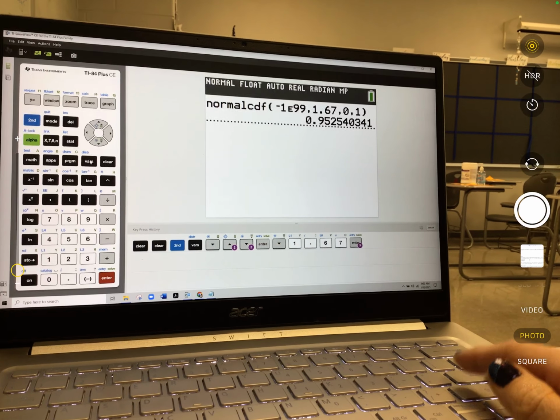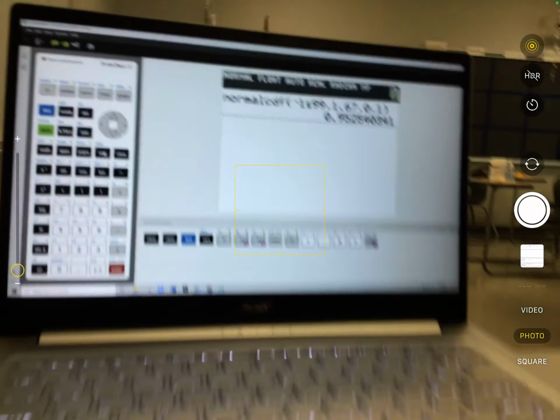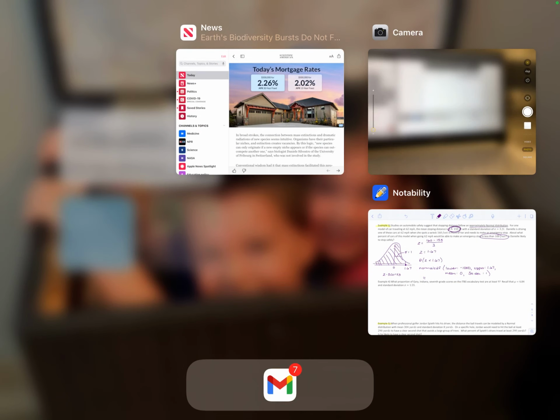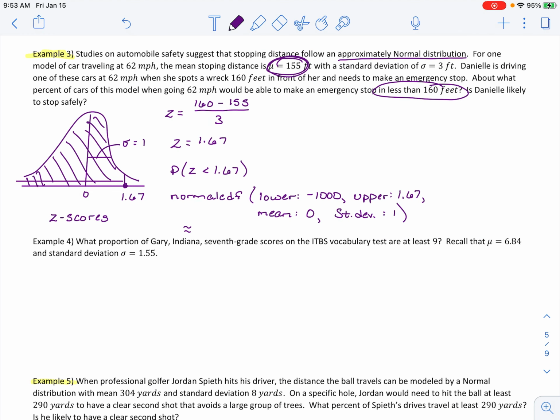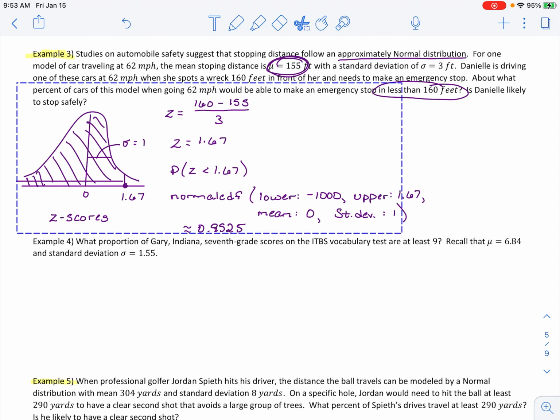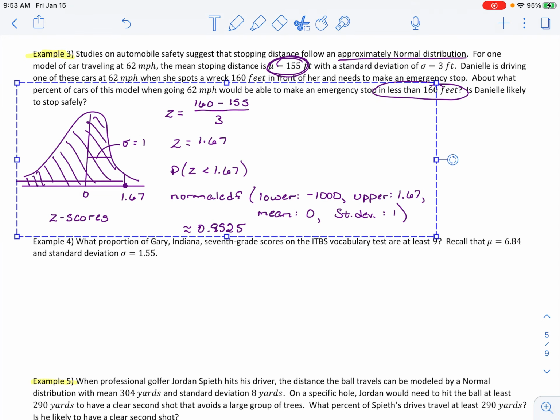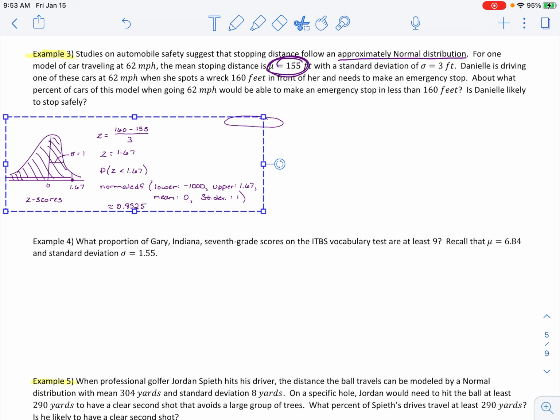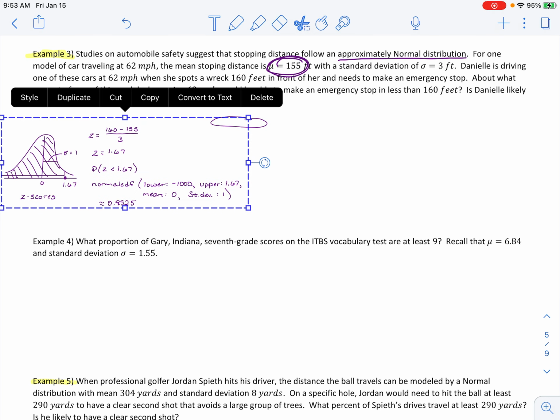So, 0.9525. Oops. So it's about 0.9525. Now again, that is one possible way to answer it, and it is 100% correct. However, it is not the only way.